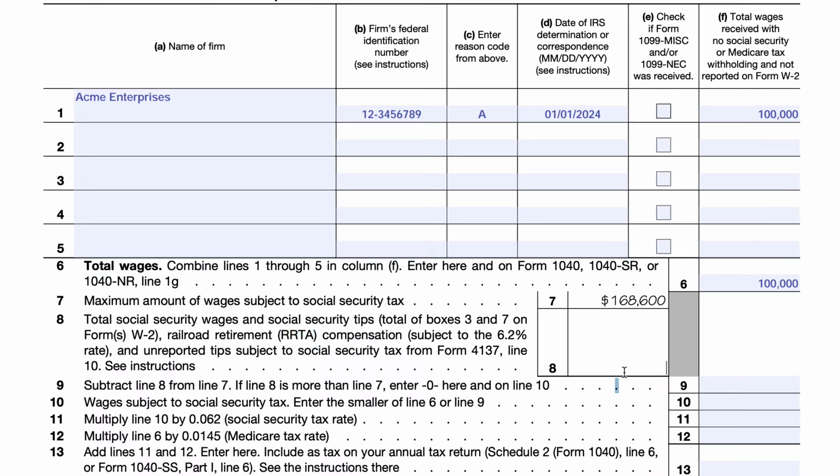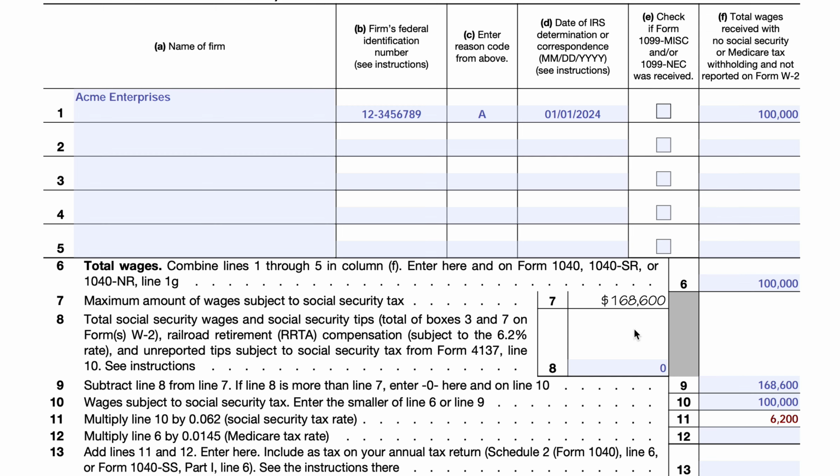So let's just say that none of this was reported on a W-2. And now we're going to subtract line 8 from line 7. That's 168,600. And then we're going to enter the smaller of either line 6 or line 9. This is the amount that would be subject to Social Security. We're going to multiply this amount by 6.2%.